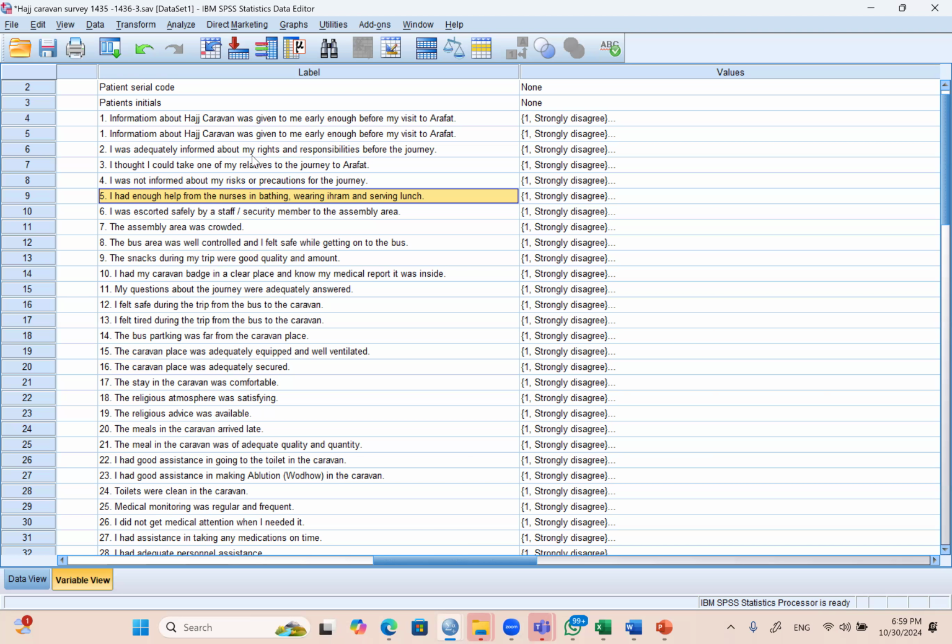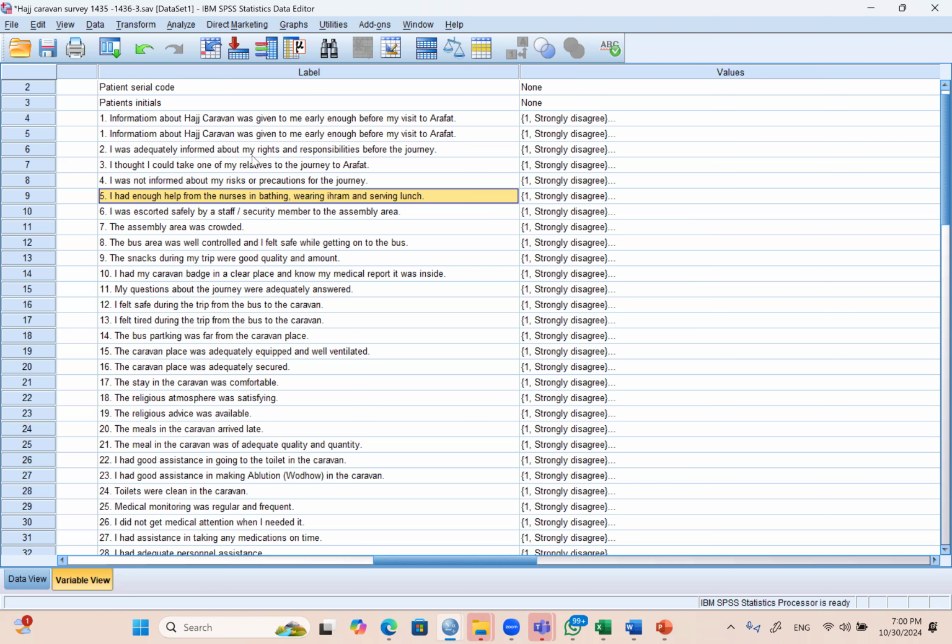Okay, so you can see that different sections or domains in the same questionnaire have different subjects or measure different things. But again, the whole questionnaire is all about satisfaction in the Hajj caravan. So this questionnaire is like a big thing divided into subdomains, and all the subdomains are measuring one big thing: satisfaction and experience during the Hajj caravan.